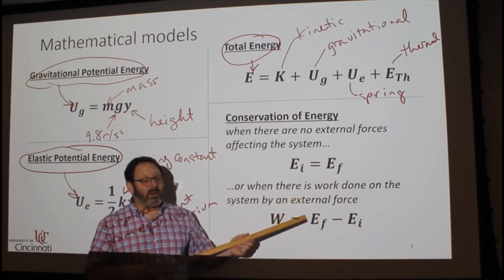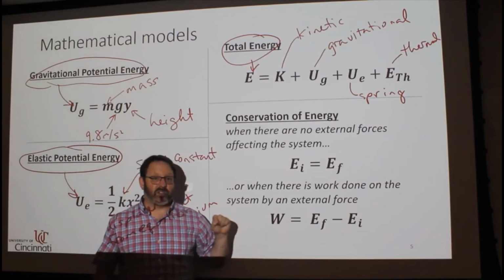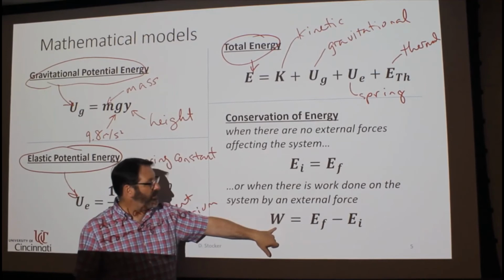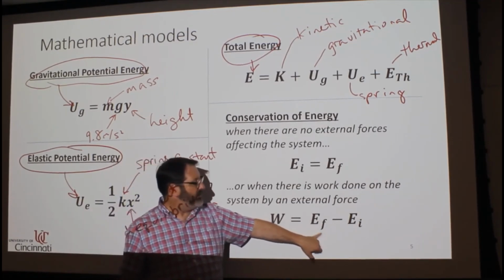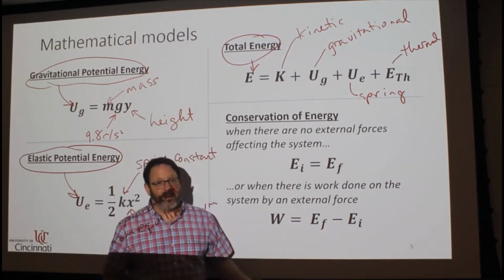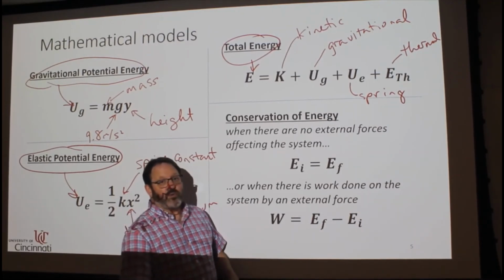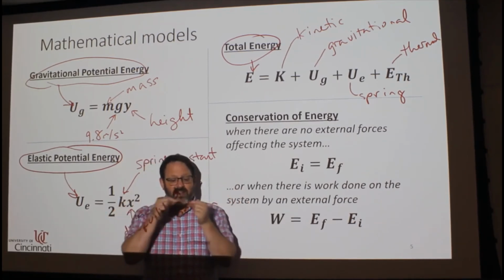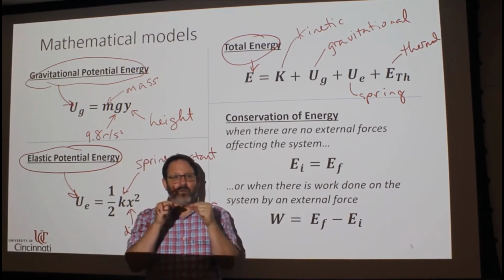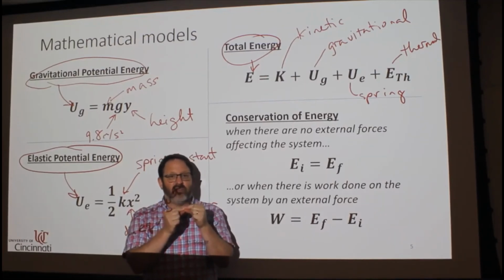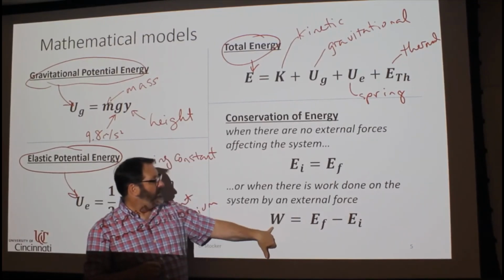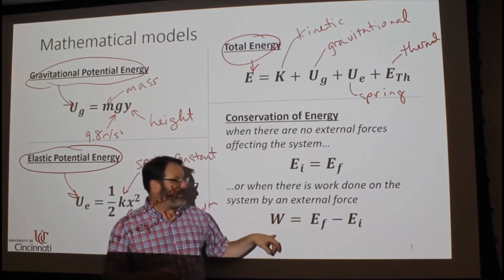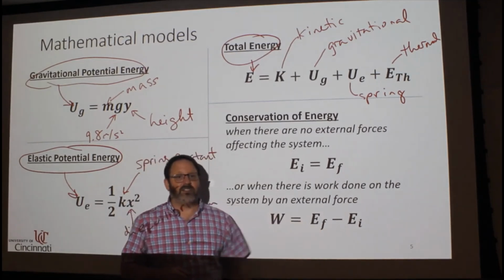Or if there is work that's being done on the system by an external force, then the work done by that external force on the system is equal to the final minus the initial energy of the system. So this is just like before when we were looking at just forces. You have to define what your system is. Any forces acting inside the system, within the system itself, aren't going to do work on the system. These are the ones that are affecting from outside. So an external force. Those are the ones that change the energy of the entire system.